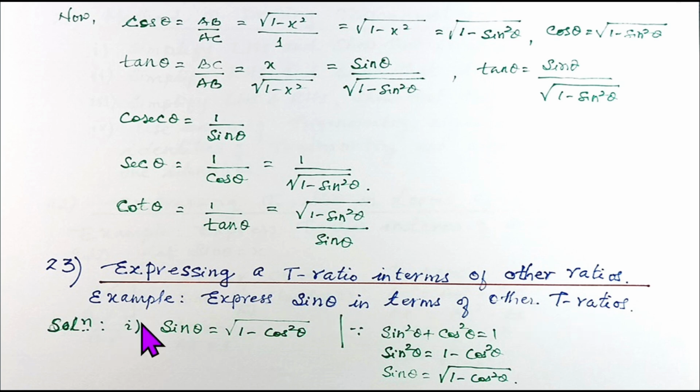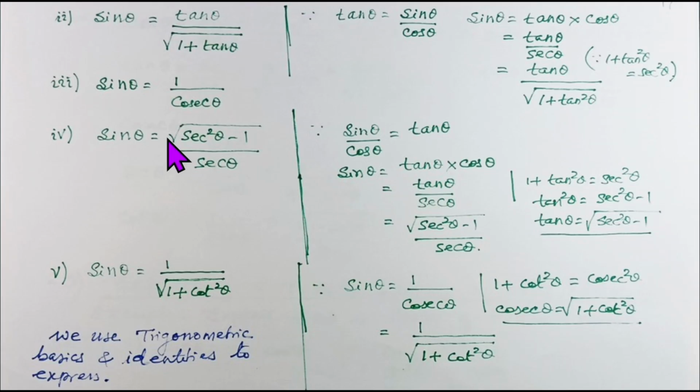Now sin theta is equal to root of 1 minus cos square theta. We already know this, by using the identity sin square theta plus cos square theta is equal to 1. That means I have expressed sin theta in terms of cos theta here. Therefore sin theta is equal to root of 1 minus cos square theta using the identity. Now coming to the next important one, sin theta is equal to tan theta divided by root of 1 plus tan square theta.